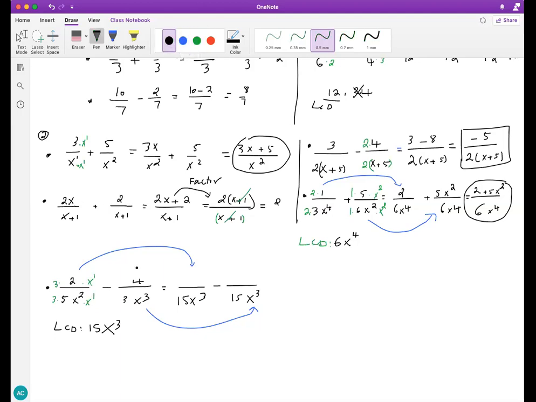So let's multiply everything now. 3 times 5, 15. x2 times x1 is x3, that's good. And we have 3 times 2 times x, that's 6x.